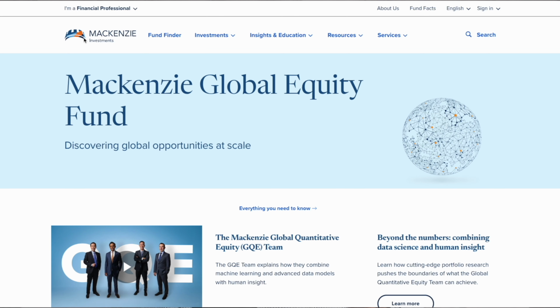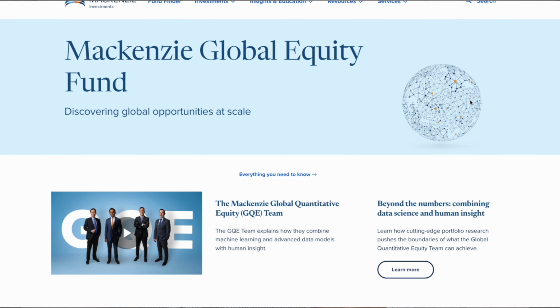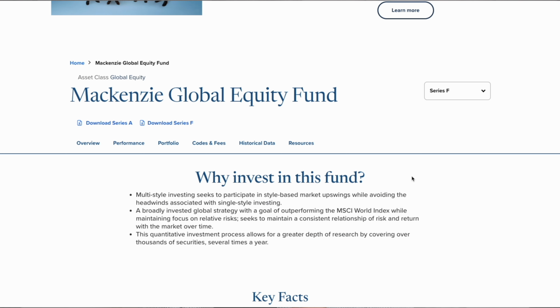Okay, perfect. So let's look at the Mackenzie Global Equity Fund. And again, we're looking at this right through the fund company's website to give us more details. So we can see exactly how it's invested. And you notice with all mutual funds, they'll typically tell you why you should invest into this fund and some of the benefits, which we can see here.